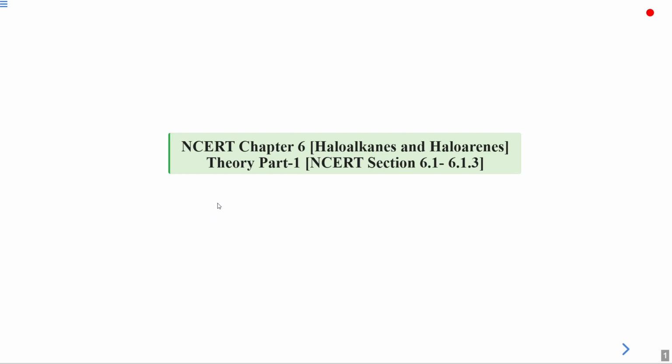Today, as you all know, we are going to cover our chapter 6, Haloalkanes and Haloarenes, in detail. So let's begin today's topic, NCERT chapter 6, Haloalkanes and Haloarenes, theory part 1. And today we are going to cover NCERT sections 6.1 to 6.1.3. Let's see.